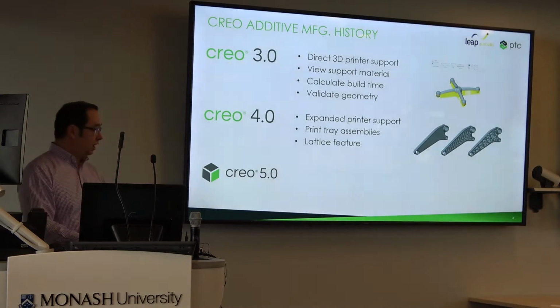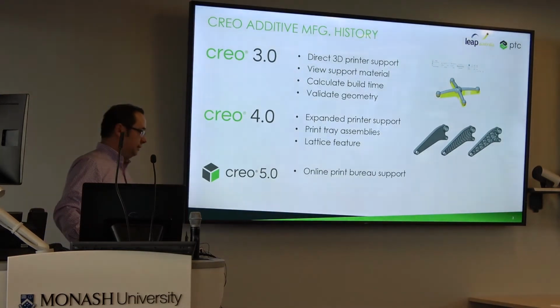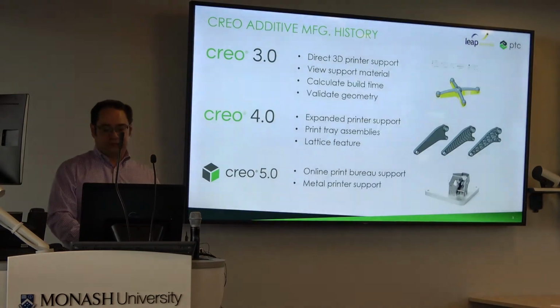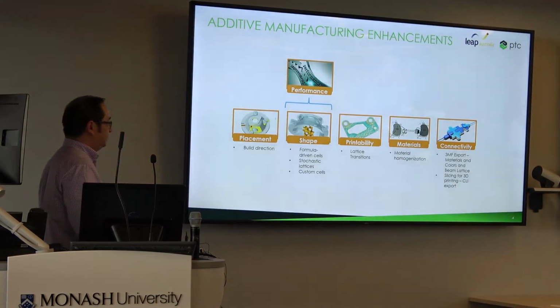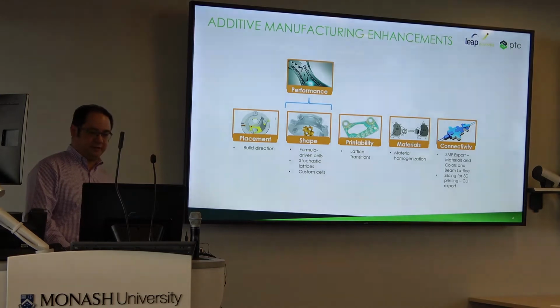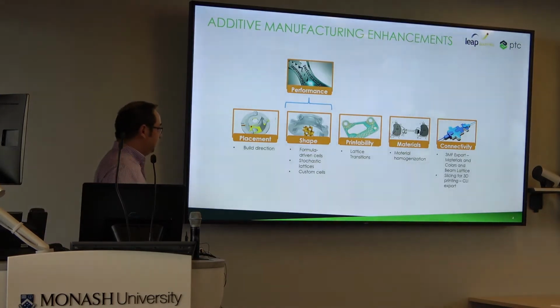In Creo 5, there was more printer support, moving more into the online bureaus that are becoming a lot more popular. Also introducing support for metal printers as well. Okay. So in Creo 6, there's been a whole bunch of enhancements on the additive side, covering performance, new options for placement, shape, printability, materials, and connectivity.